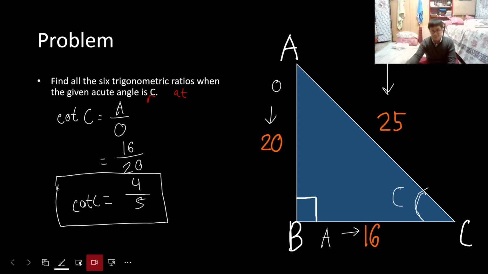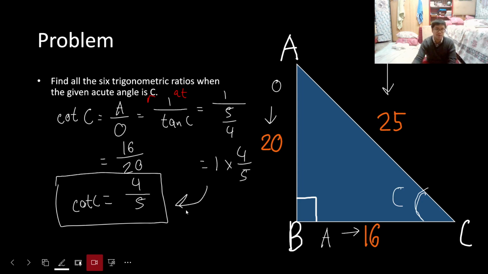Or, once again, we can use its reciprocal. Cotangent of C is the same as 1 all over tangent of C, because cotangent is the reciprocal of tangent. What's your tangent C? This is 5 all over 4. Now we can simplify it: copy the numerator and denominator, but switch their positions. So you will have 4 all over 5. So the answer is 4 all over 5. And that's it. We answered every one of the 6 trigonometric ratios.